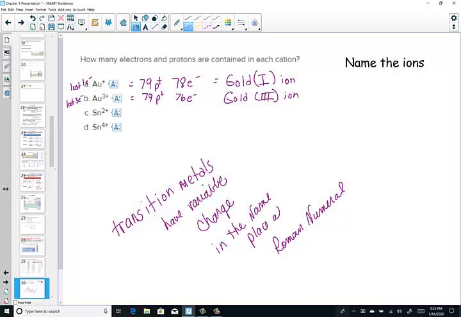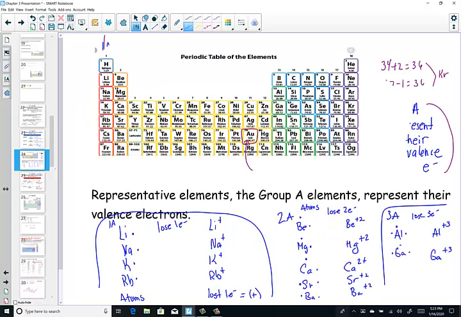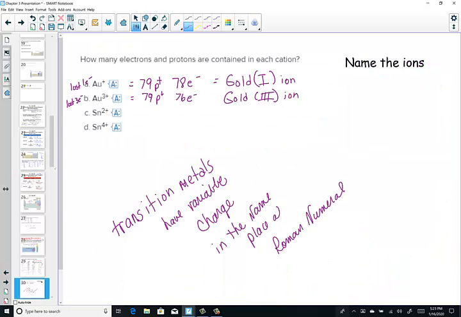Letter C is the element Sn. Sn stands for tin. Tin is number 50 on the periodic table. That tells me that tin has 50 positive protons. Always, tin will have 50 positive protons. If it results in a +2 charge, it lost 2 electrons, giving it a net +2. And if it lost 4 electrons, so here's loss of 2, loss of 4 negative charge, so the remaining must be +4.